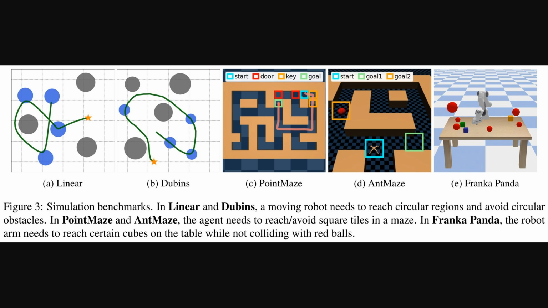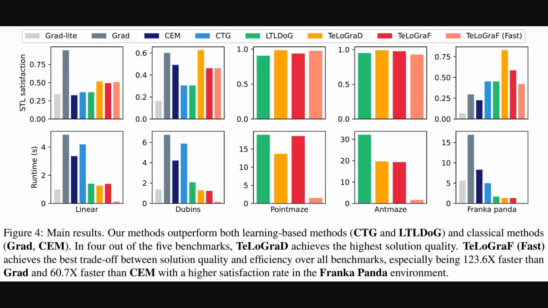across different system dynamics. Moving to the results, Figure 4 presents a series of bar charts comparing TeLoGraF with other methods across those 5 simulation environments we just saw. The top row shows signal temporal logic satisfaction, which basically measures how successfully the AI followed the complex timed instructions. The bottom row shows runtime in seconds, or how quickly each method found a solution. Across the board, especially in the more complex point maze, ant maze, and FrancaPanda tasks, TeLoGraF and its faster version, TeLoGraF Fast, generally achieve higher satisfaction rates and significantly lower runtimes compared to classical methods like grad and cross-entropy method, or CEM, and other learning approaches like CTG and LTL-DOG.